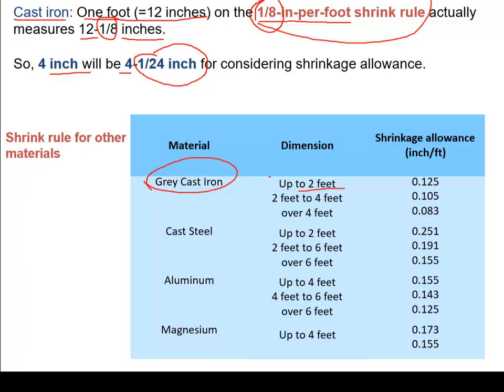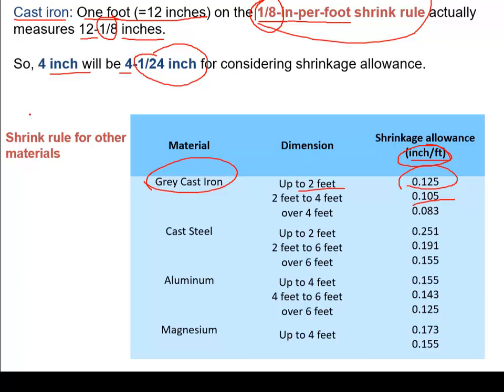We can see for this gray cast iron, these values change depending upon the product size also. If the product size is up to 2 feet, the shrinkage allowance will be 0.125, that is 1/8 inch per foot. So what is 1/8? It is 0.125. If the size of the product is required to be 2 feet to 4 feet, the allowance will change. This is 0.105.